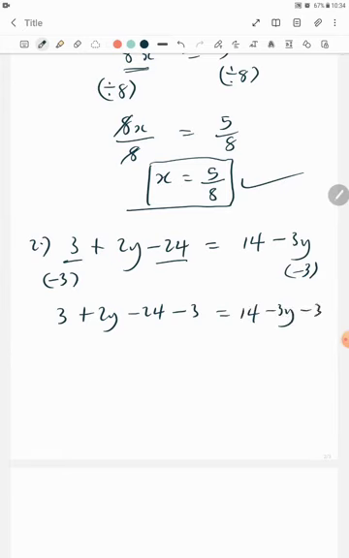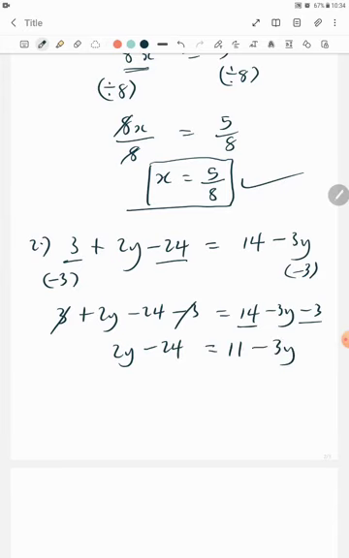Then I will subtract 3 also from that side. So this 3 minus this 3 is out now. What I will have left is 2y minus 24 equals, I can now do 14 minus this 3, which will give me 11, then I have minus 3y.